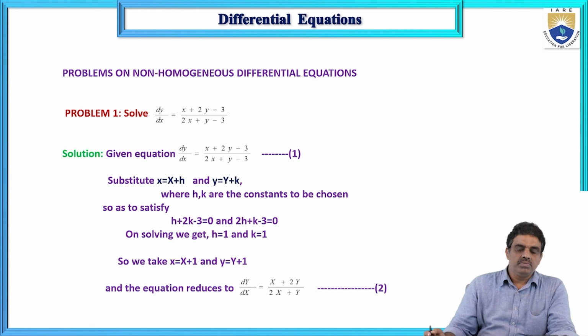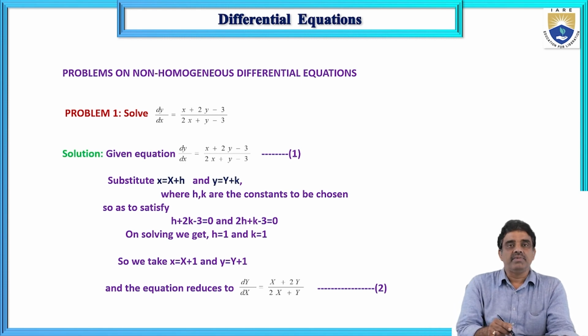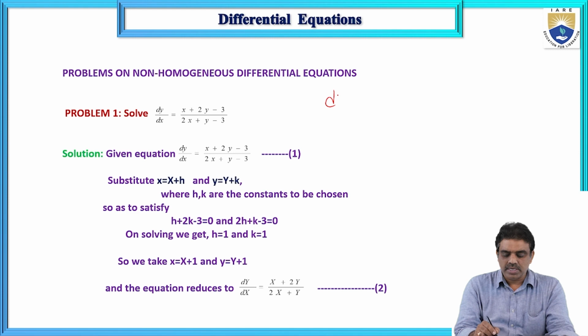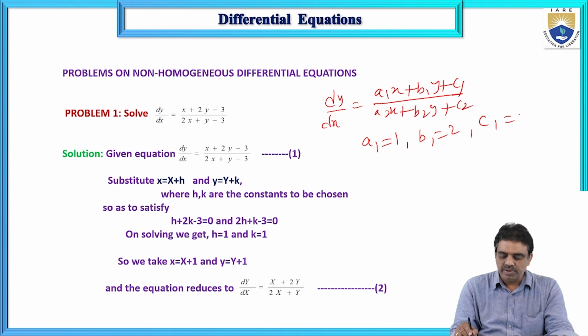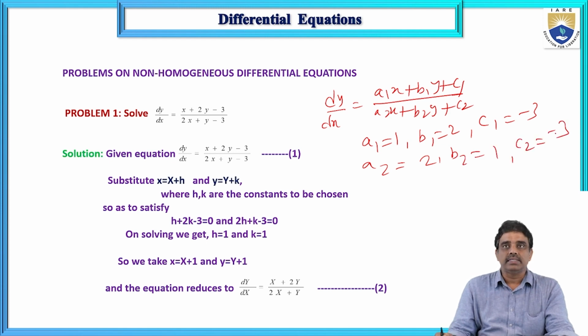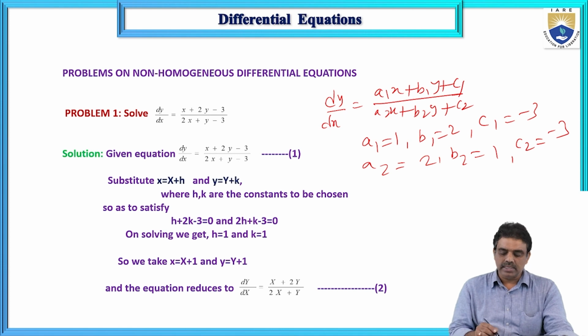Clearly it is in the form a1x plus b1y plus c1. What is the notation? dy by dx is equal to a1x plus b1y plus c1 by a2x plus b2y plus c2. Here a1 is equal to 1, b1 is equal to 2, c1 is equal to minus 3. And a2 is equal to 2, b2 is equal to 1, and c2 is equal to minus 3.